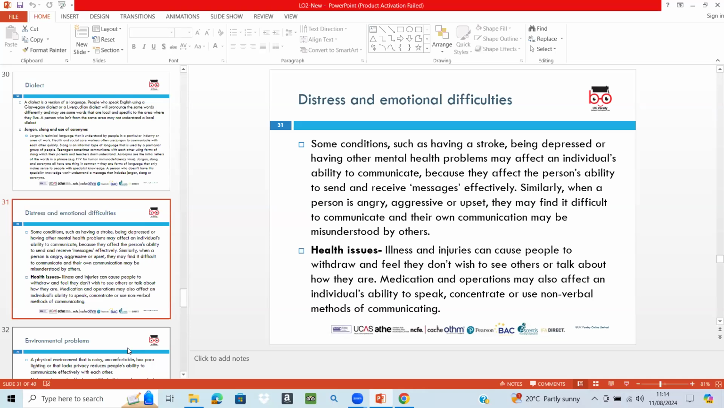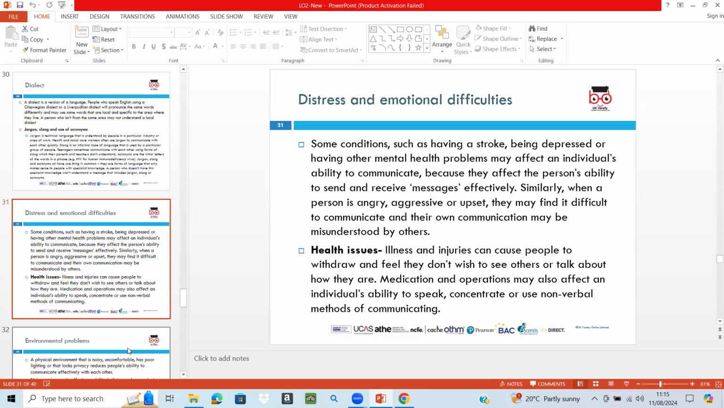Then we have health issues as well, right? There are illnesses and injury. Service users who are ill or injured might not have the energy to focus or to communicate effectively. For example, a service user recovering from surgery might be too fatigued to engage in detailed discussion about their care plan. In such cases, it's important to provide information in small, manageable pieces and to check that the service user has understood it.